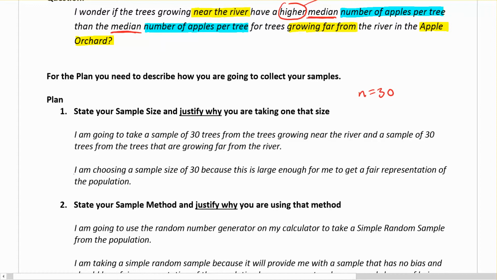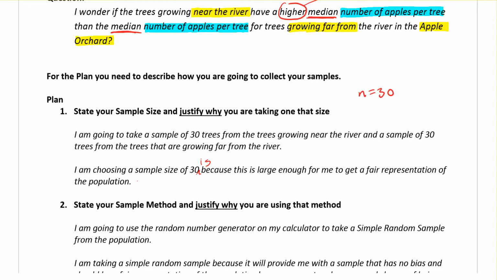And the reason why I'm choosing a sample size of 30 is because this is large enough for me to get a fair representation of the population. Okay, so 30 is a reasonable size. Anything smaller than that, we might not be able to get a very good idea about the population, and more than that, it's just going to give us an even better idea. But 30 is a reasonable one to do if you can afford the time and afford to actually do it.